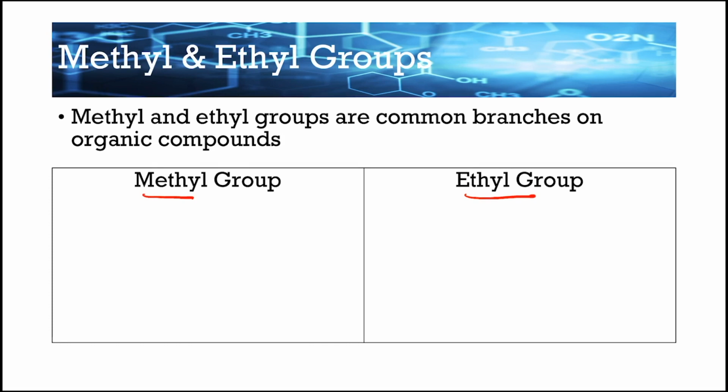Now, you can have longer branches, and they work the same way, but to keep things simple enough for now, we're just going to stick with methyl and ethyl groups. If you think back to table P, methyl means 1 carbon. So a methyl group looks like this, and it's attached somewhere off your compound. So this is your compound, and you have CH3 attached to something.